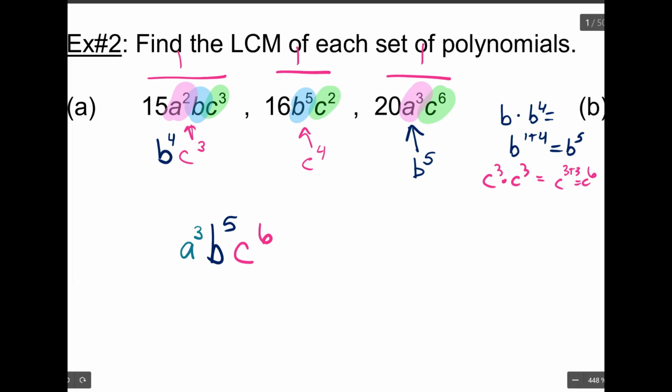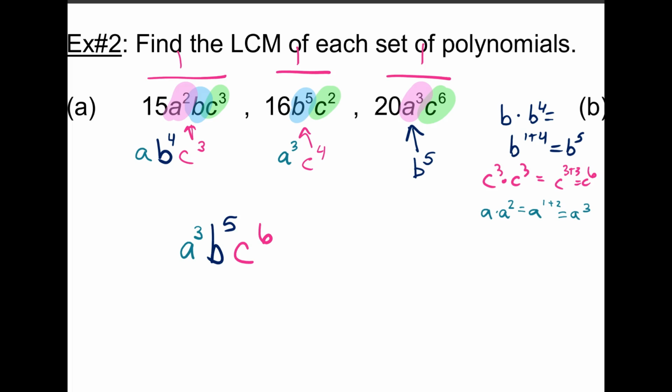So I'd have to multiply this first one by A, because when I have A times A squared, that's going to be A to the 1 plus 2, which is A cubed. The middle part doesn't have any A's, so I'm going to have to multiply that by A cubed. And on the right side, guess what? I have A cubed, so I'm good. That's all I have to do.